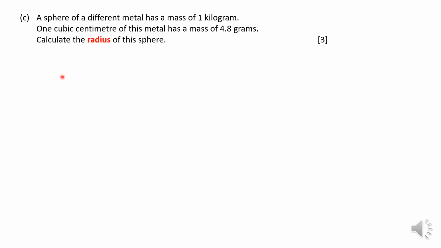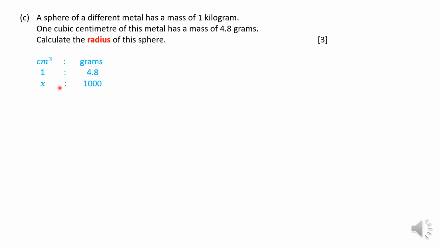Then they're saying now a sphere of a different metal has a mass of 1 kilogram. 1 cubic centimeter of this metal has a mass of 4.8 grams. When you read the question like that, you might think, oh man, what is going on here? But I always like to bring in the ratio method, where I compare the information I'm given. They're saying that 1 cubic centimeter is equivalent to 4.8 grams. And 1 kilogram is 1,000 grams, so I put it under grams.